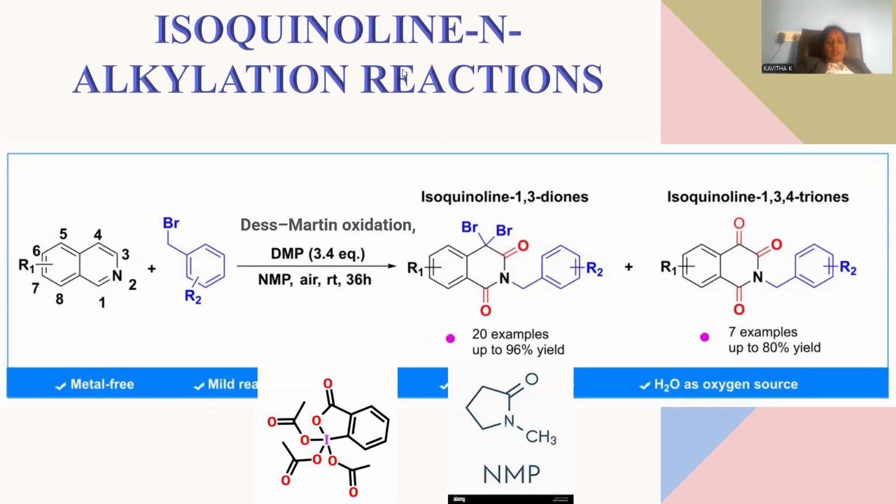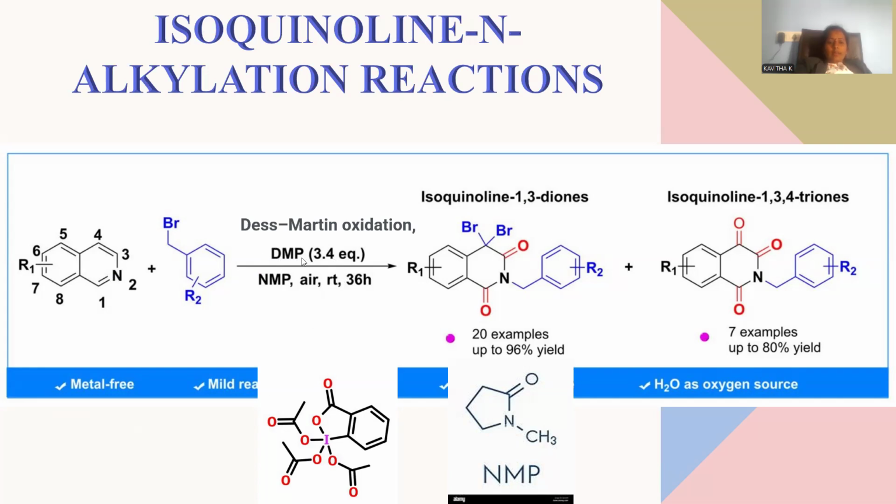Isoquinoline is to be subjected to an alkylation process, as we are already aware. The isoquinoline is treated with benzyl bromide, and the oxidation will be operated by means of DMP. NMP is N-methylpyrrolidinone, a kind of solvent applied here. Air and room temperature are the optimal conditions. 36 hours is required to accomplish this reaction at room temperature.